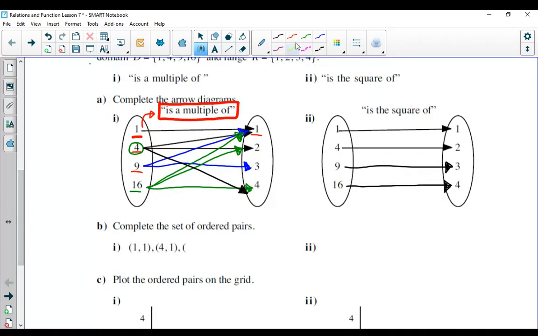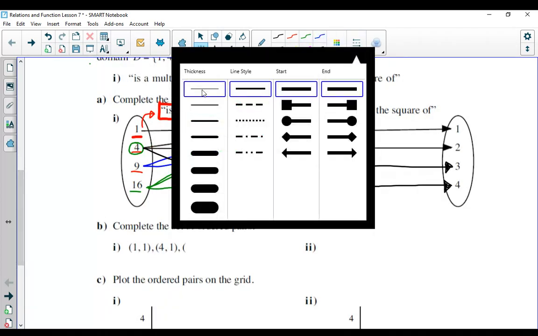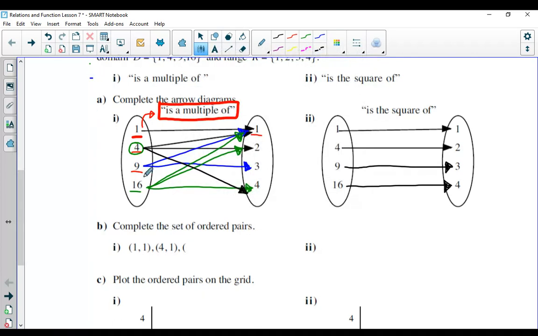Okay, B says write down as ordered pairs. Okay, so again, this is your input, this is your output. These are your x values, these are your y values. So if we follow the mapping diagram, when x is 1, y is 1. When x is 4, y is 1. When x is 4, y is also 2, so we can write down 4 comma 2. When x is 4, y is also 4.